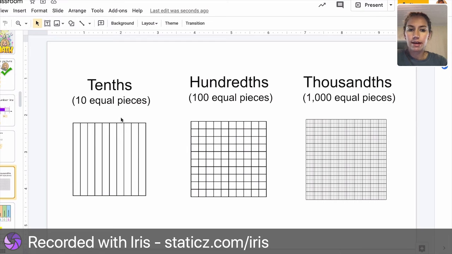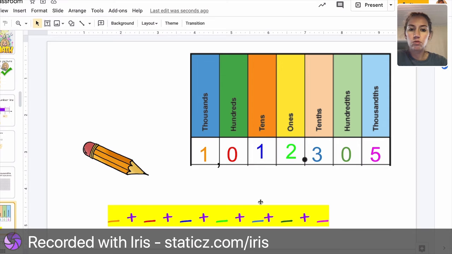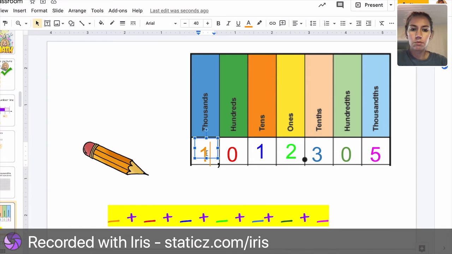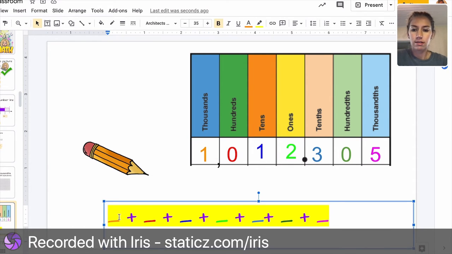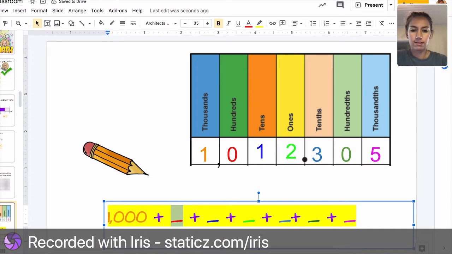So we learned about tenths, hundredths, and thousandths. And on Monday, we learned how to write those. So here we have 1,000. So that's 1,000. We have 0 hundredths. We have 1 ten, so we just write 10. We have 2 ones, right? 2, and 3 tenths. So remember, tenths have to be after a decimal place. So it has to be 0.3 because it's that first spot to the right of the decimal place.